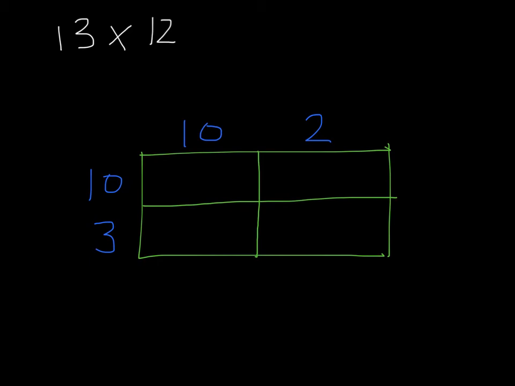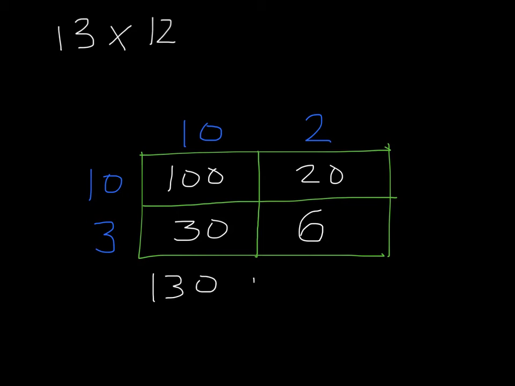So first I'm going to do 10 times 10, which is 100. 10 times 2, which is 20. 3 times 10, which is 30, because I'm moving down to the next row with the first column. And then I'll do 3 times 2, which is 6. The next step that I would do is add them. So I have 130 plus 26, and what I did there is I added straight down so that I keep it organized in my head. And the final product, I would add them together for 156.